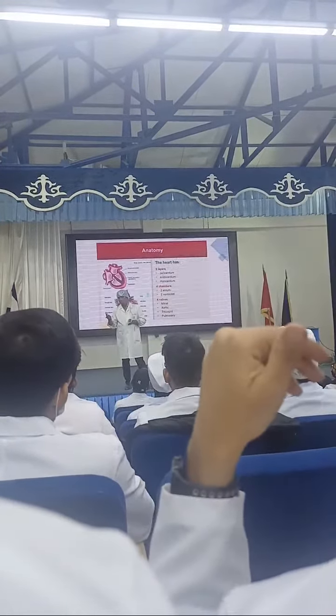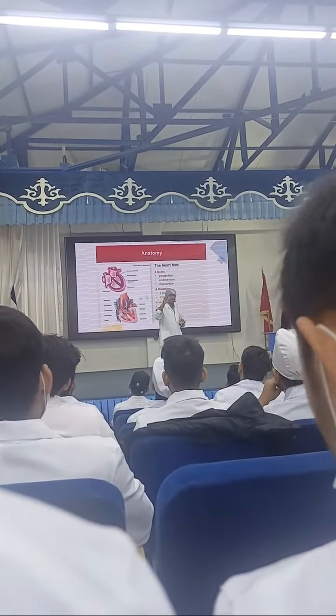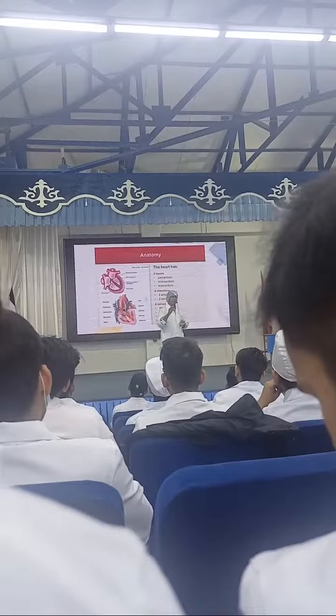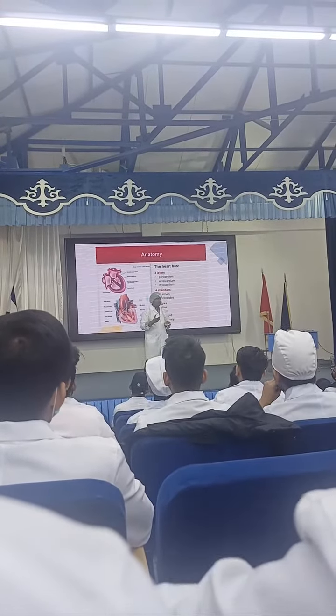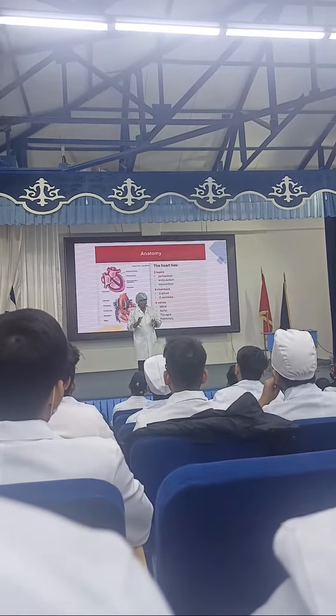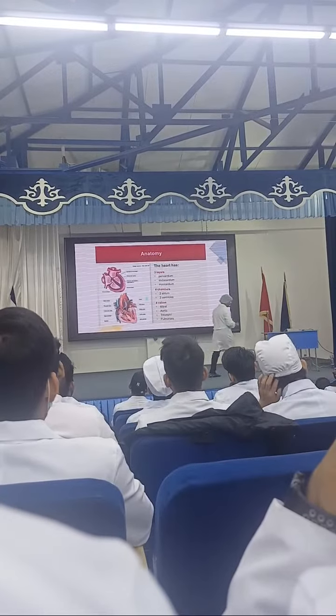Bicuspid valve is also called mitral valve. The valve which is present between the left atrium and left ventricle is the mitral valve. And what is the valve between the left ventricle and aorta? That is your aortic valve. Right? So, let's just give you a brush up of the knowledge of these particular valves as well.